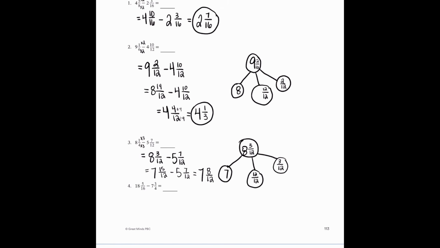That can be simplified to, let's see, I can divide both of them by 4. 12 divided by 4 is 3, 8 divided by 4 is 2, so that will be 7 2/3. So my final answer is 7 2/3. Now if you got 7 8/12, that's wonderful. We'll just work on that simplifying, okay?